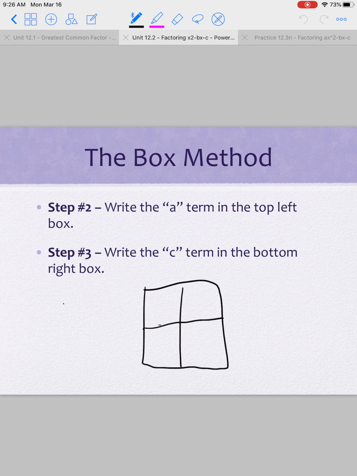Step 2, you're going to write the A term in the top left box. If you remember, we had x squared plus 11x plus 24. That's the one we're using. A in this one is x squared. C is 24. Step 3 is writing C in the bottom right box. So 24 will go right there.